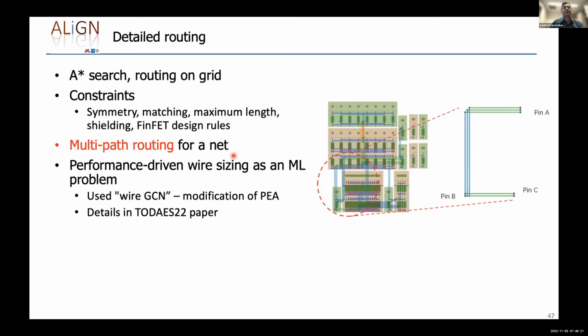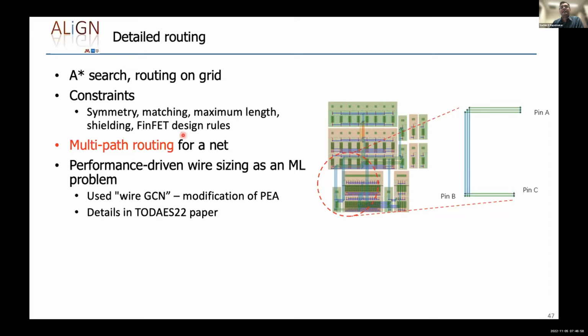A brief word on routing as well. Routing in this case is performed using A-star search, but there are significantly different constraints as compared to digital routing because you have to honor symmetry, matching, maximum length, shielding, et cetera. And in fact, when you're performing matched routing, you have to match not only the length, but the length in each layer and the sequence of layers, because that determines the parasitics, the RC time constants, et cetera.